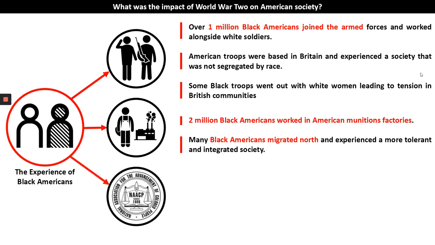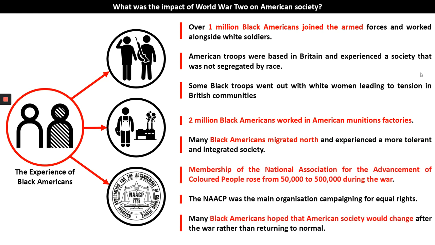And so these experiences of the army, particularly in Britain, and then also the less segregated North, I should say, this fired the Black American people up to think about fighting for their rights. Membership of a group called the NAACP, or the National Association for the Advancement of Coloured People, rose from 50,000 to 500,000 during the war, and the NAACP was the main organisation campaigning for equal rights. And we will see this organisation start to be mentioned more and more as we talk about the growing civil rights movement in the 1950s in later videos.